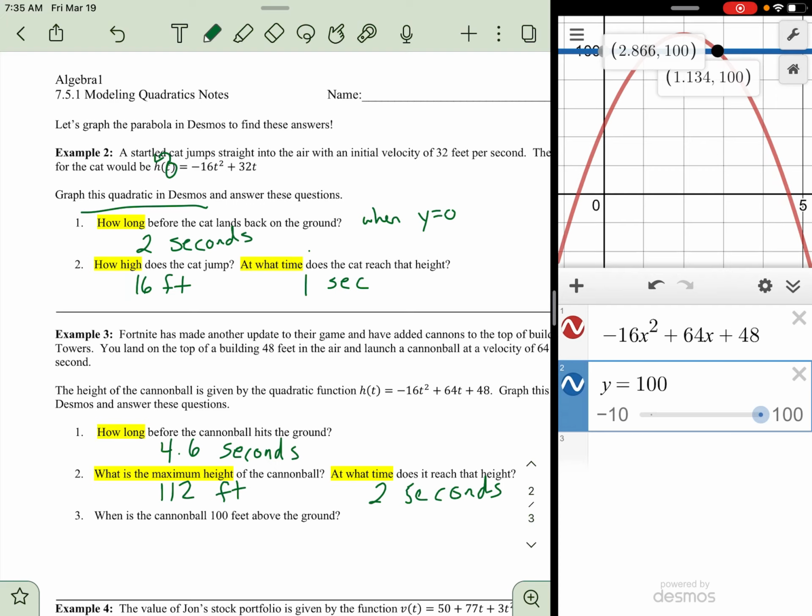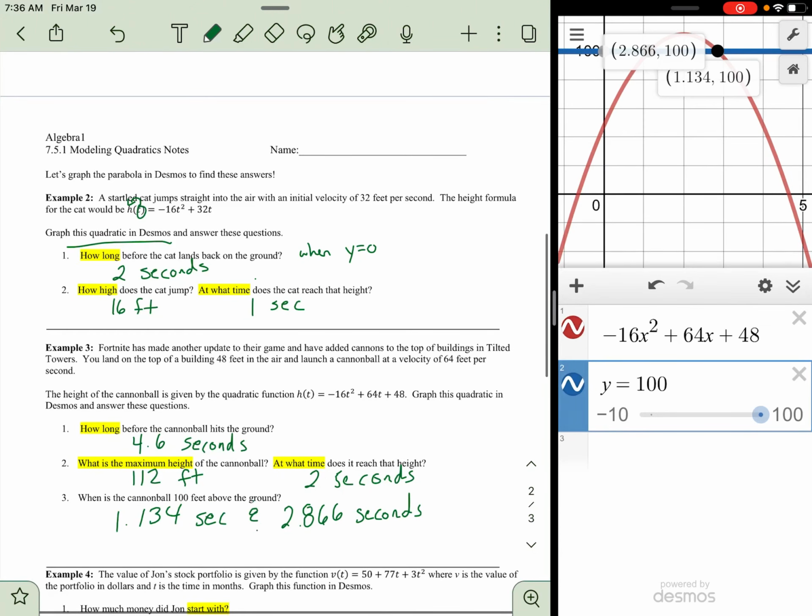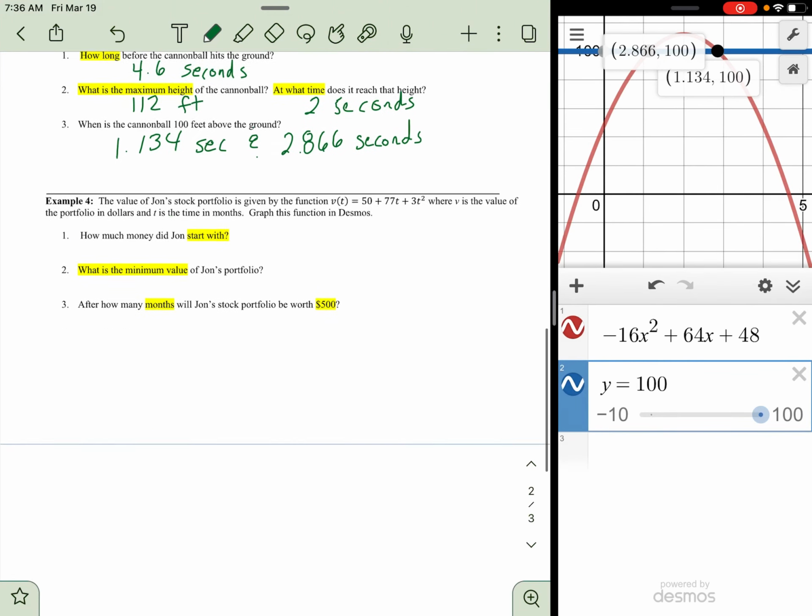When does it hit 100 feet in the air? Well, it reaches it at 1.134 seconds and 2.866 seconds. Okay, so it actually reaches it twice, once on the way up and once on the way down.